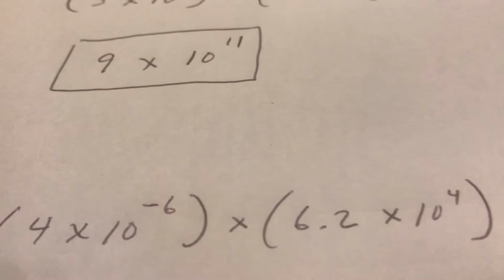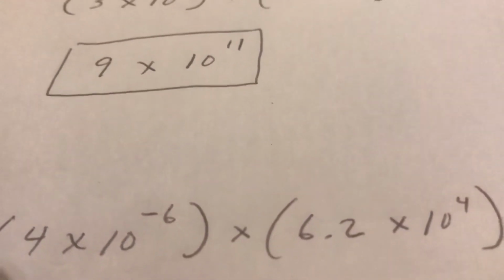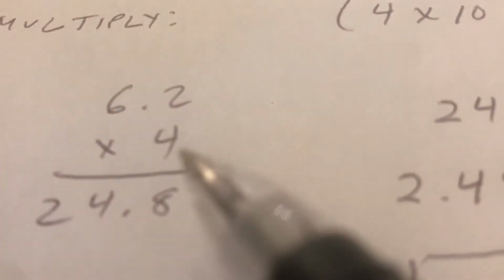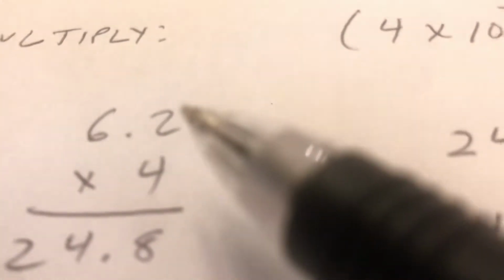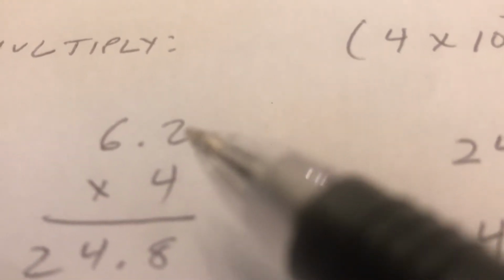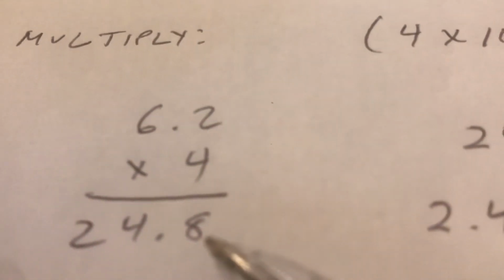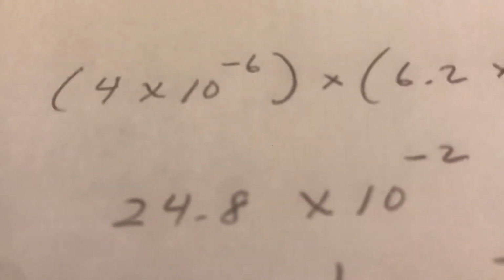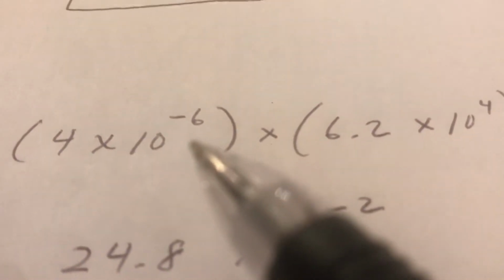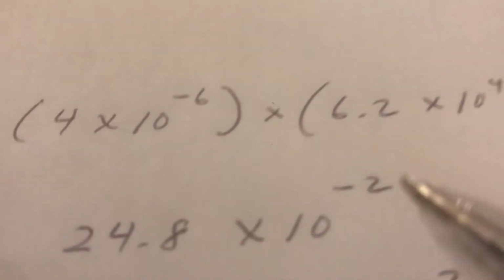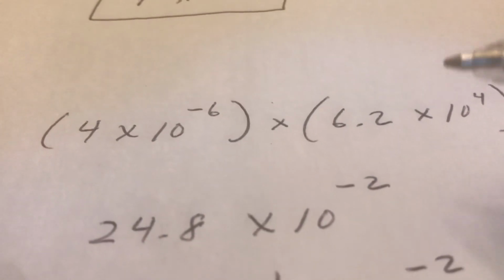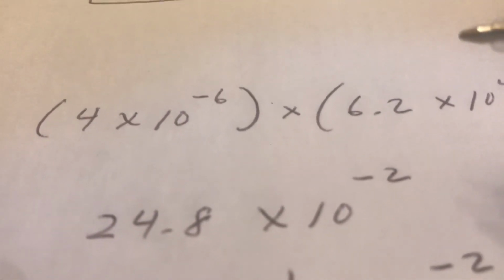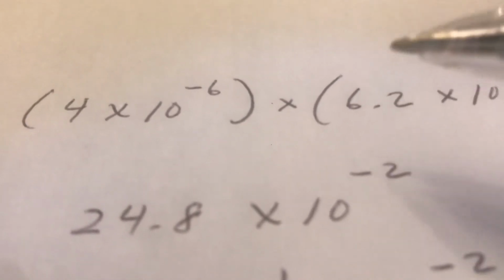Okay, so it's the same exact setup, but you multiply 4 times 6.2. So I'm going to do it over here. 6.2 times 4. 4 times 2 is 8. 4 times 6 is 24. There's one number to the right of the decimal, so in my answer there should be one number to the right. And then I add the exponents when I multiply. Negative 6 plus 4 is negative 2. So I get an answer of 24.8 times 10 to the negative 2, but this is not scientific notation.